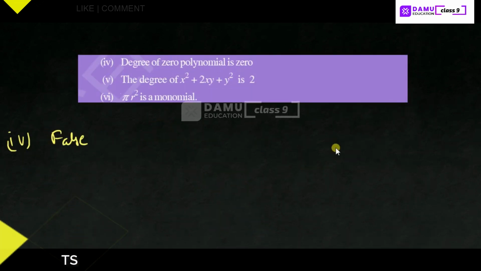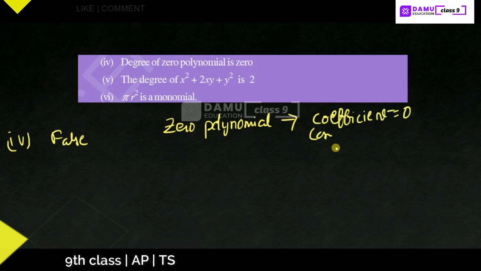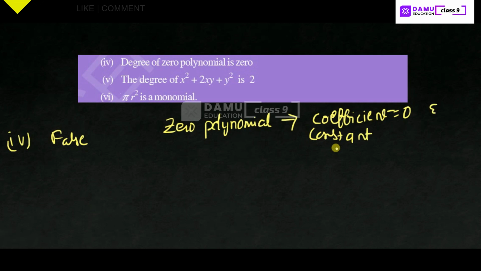Next, the fourth one: the degree of a zero polynomial is zero. That is false. Why? A zero polynomial means the coefficient is equal to 0, and constant polynomials and zero polynomials have no variables. If the coefficient is only 0, how can it have a degree? Coefficient 0 means there is no degree for that.